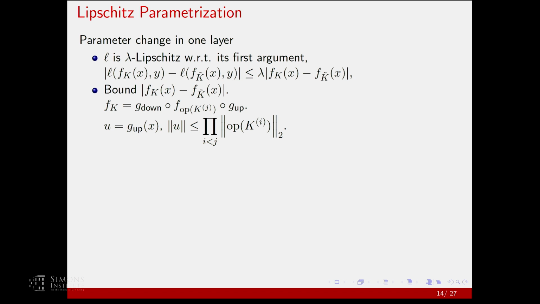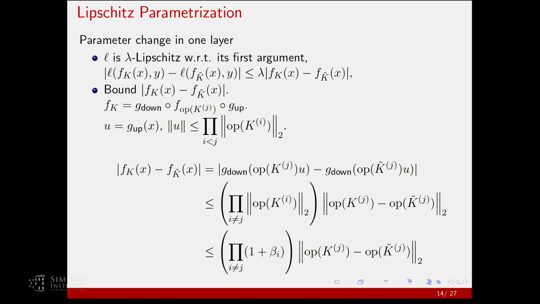So let me call U to be G up of X. By the assumption that the L2 norm of the input is bounded by 1, and also that our nonlinearities have a Lipschitz constant of 1, it's easy to show that U is upper bounded by the product of the operator norms of the different kernels all the way up to level J. Now, if I want to look at it as a whole, essentially what we have is this difference. If you use the usual norm analysis, U comes out, and for the rest of the layers after J, you have similar products.